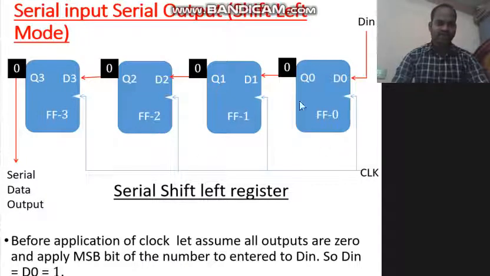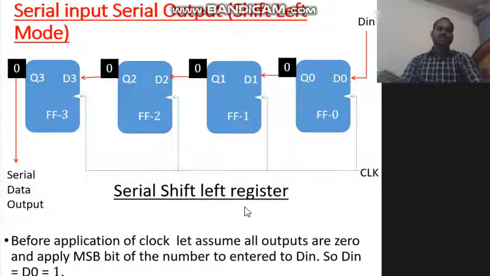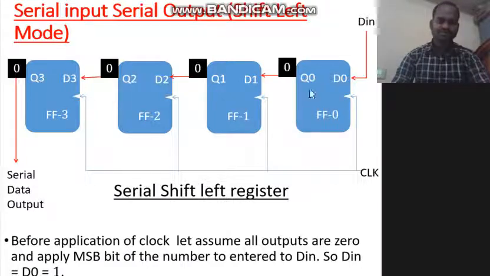This is the diagram for the serial in, serial out shift register. The data will be given serially and the data will be collected serially. D in is the input. The data is given at D in serially, and the serial data output will be collected here serially. In the serial shift left register, the data moves to the left.